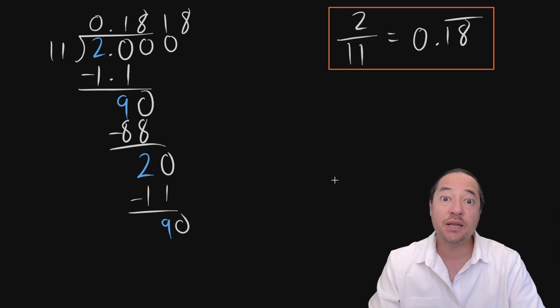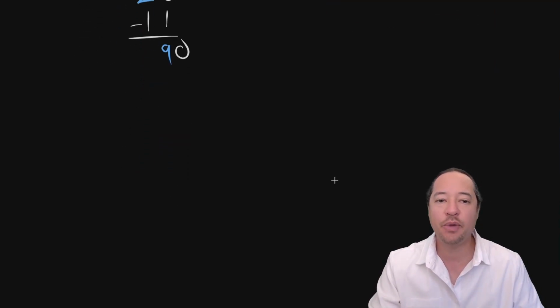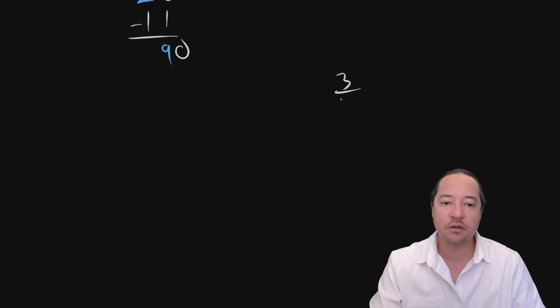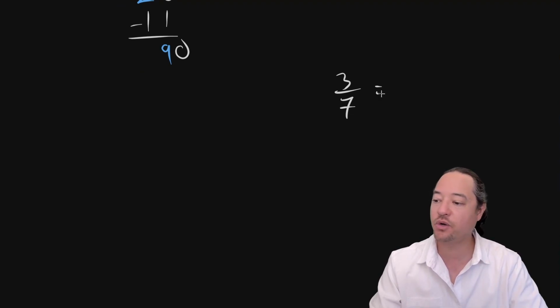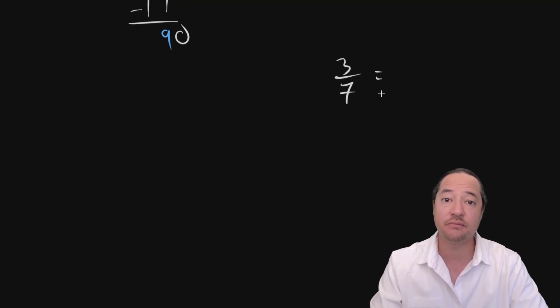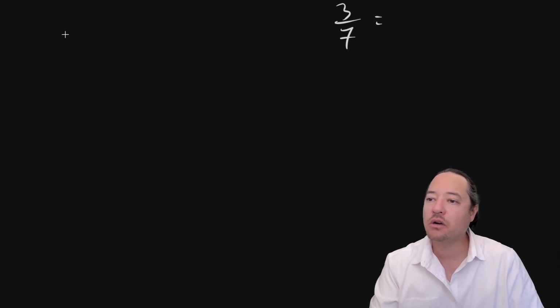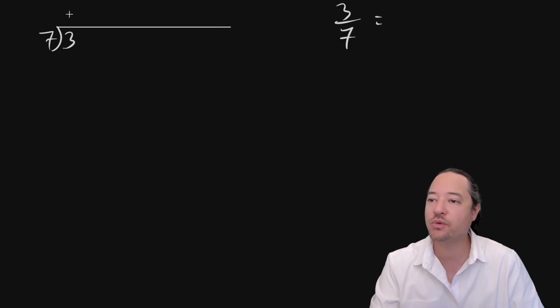Let's try a more difficult problem. Okay, how about 3/7? I want to know what 3/7 is going to be. All right, so that's 3 divided by 7. Let's do the long division. So we'll get nothing here. We'll have to bring in a 0.